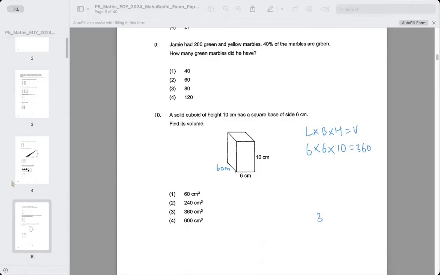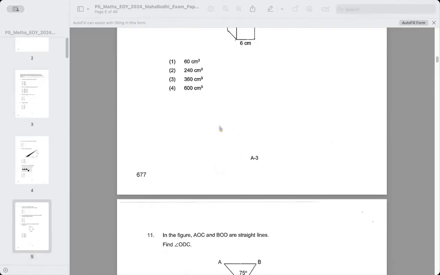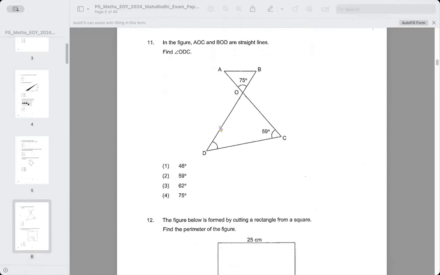Okay, let's move on. Question 11. In the figure, AOC and BOD are straight lines. Find angle ODC. First things first, we look at this angle here, angle DOC. This is an X shape, so opposite angles are equal. So angle DOC is also 75 degrees. Okay, I'll label it here as well.